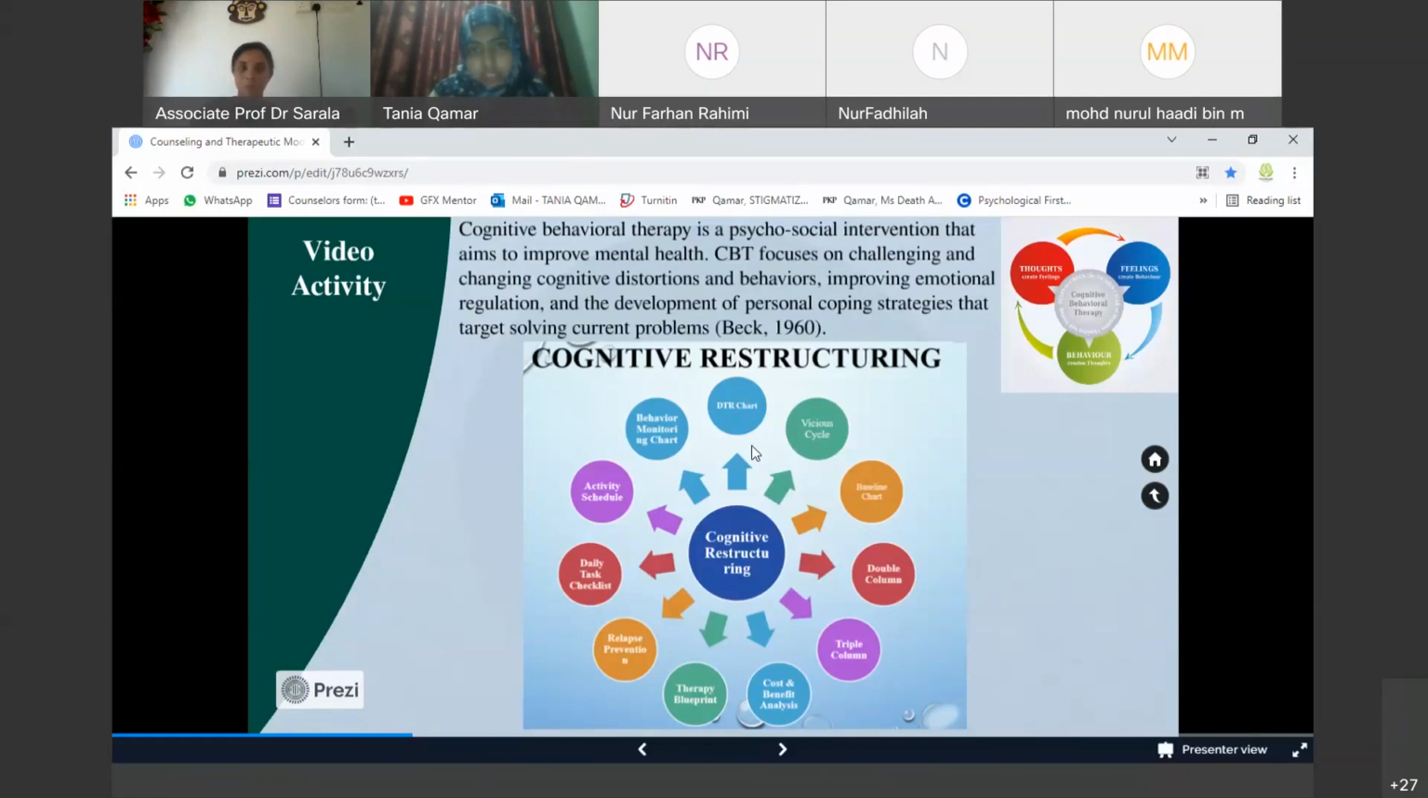And then when he writes negative automatic thoughts, we ask him to try to convert them into positive or alternative thoughts. And if he converts them, what are the outcomes of his alternative thoughts? And if he didn't convert his negative thoughts into positive or alternative thoughts, then what are the outcomes of his negative automatic thoughts? So here we can also use cost and benefit analysis with the DTR chart.